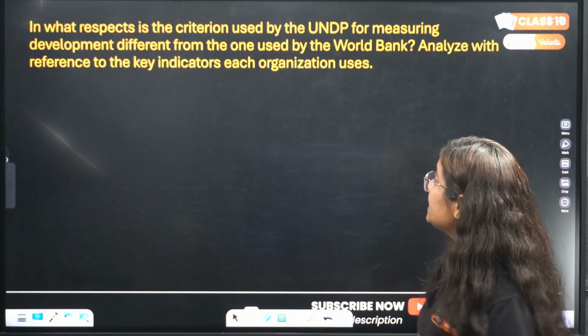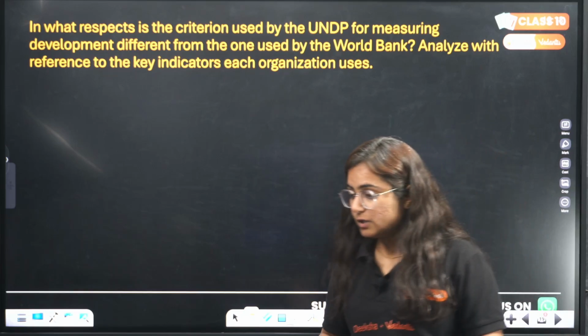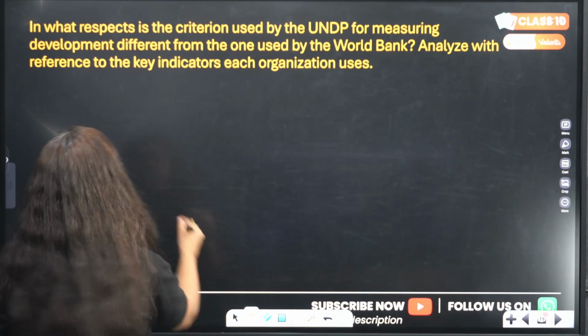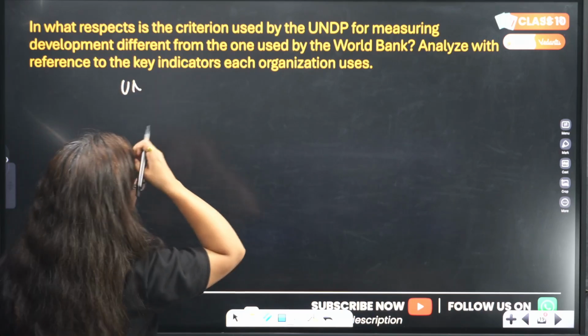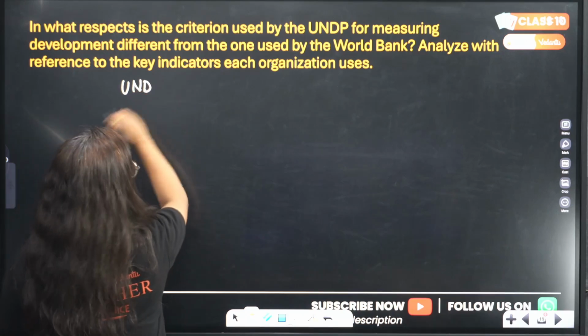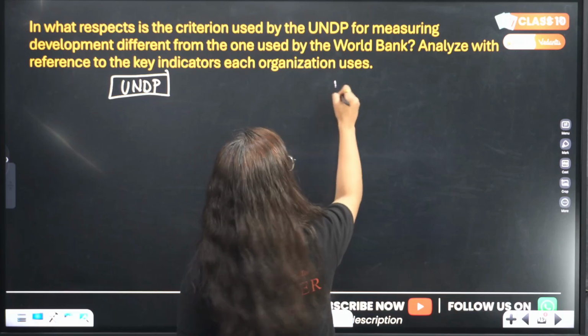Next question. In what respect is the criteria used by UNDP for measuring development different from the one used by World Bank? Analyze with reference to key indicators each organization uses. So basically this question is very important. It comes straight from NCERT. What are they asking us? Criteria used by UNDP. So let's do one thing, UNDP, and the other is World Bank.